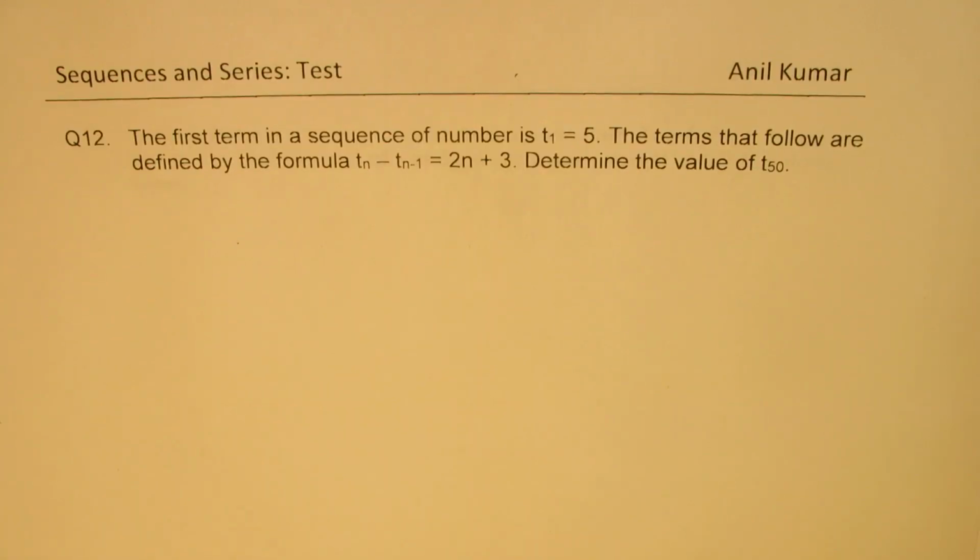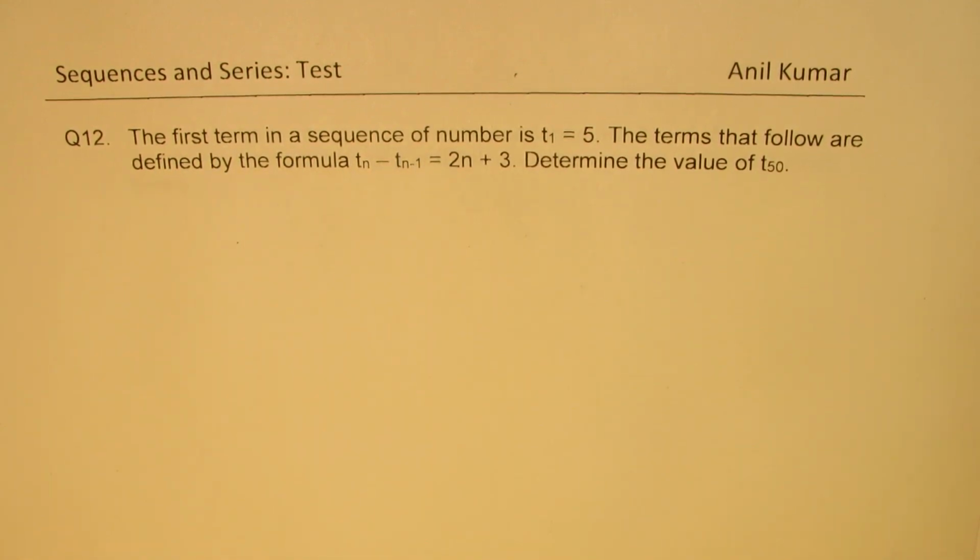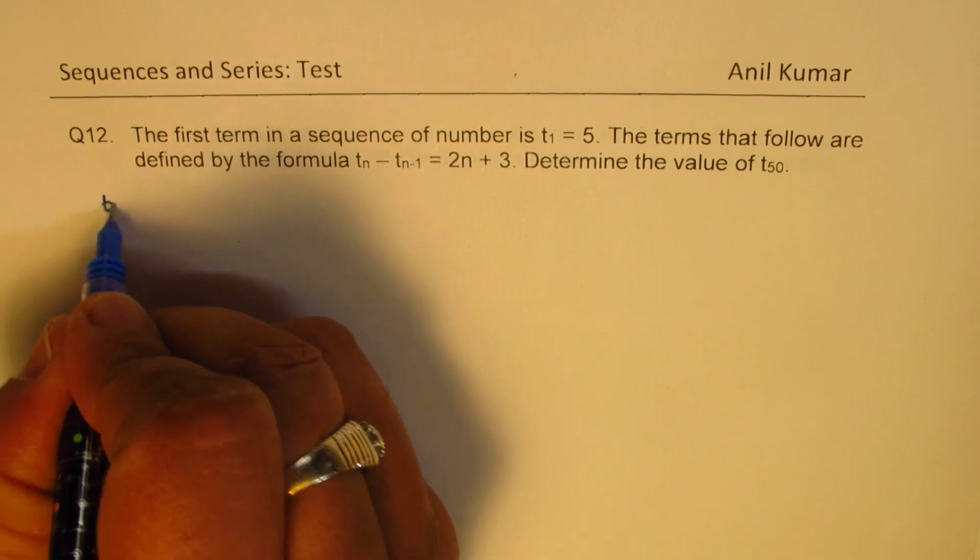Okay. Question number 12. Question number 12 here is, the first term in a sequence of numbers is t1 equals 5.